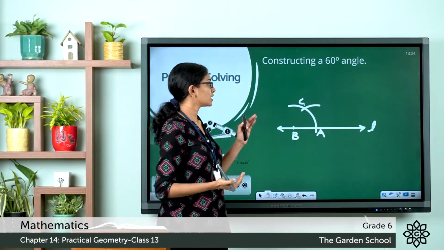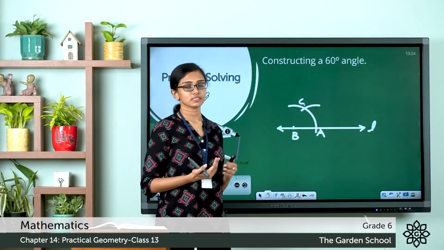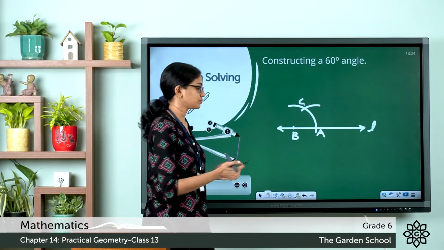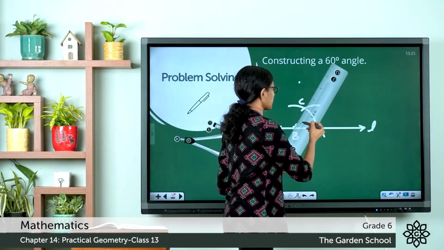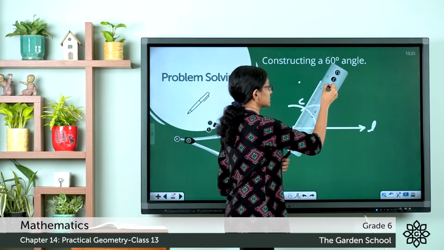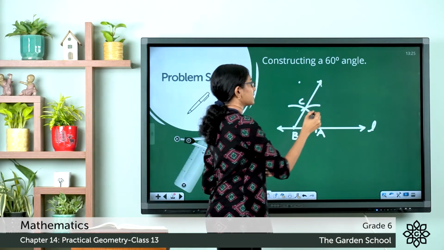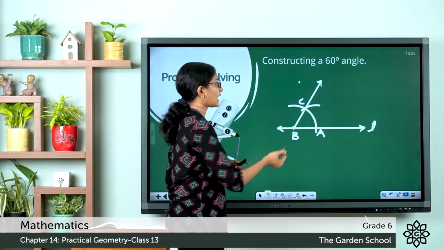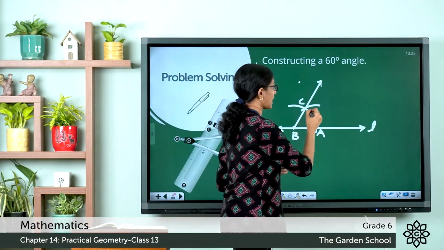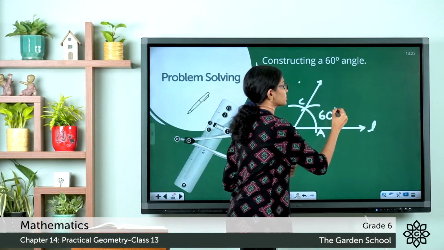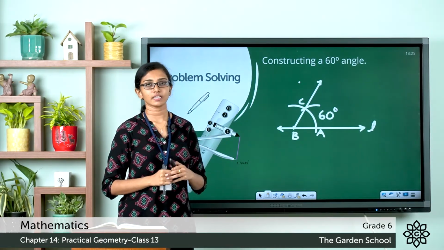Take the ruler, draw a line which joins the points B and C. Let's do that now. Keeping the ruler properly aligned, we are drawing a line joining points B and C. Put an arrow mark here. Now we have an angle here, angle CBA, and the measure of this angle will be equal to 60 degree. So this is how we can construct a 60 degree angle.